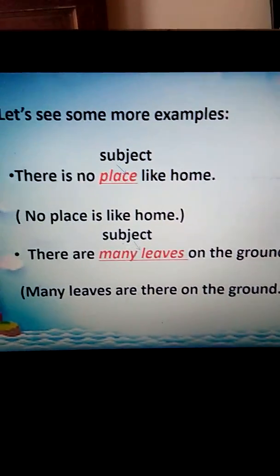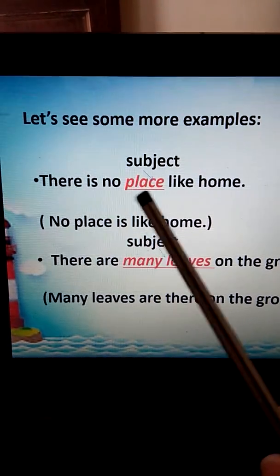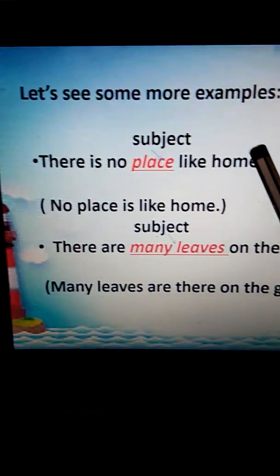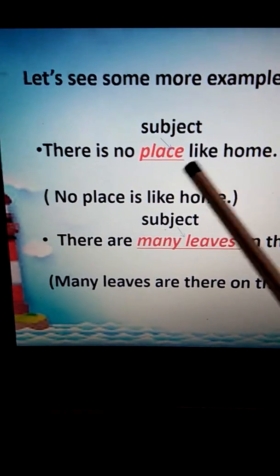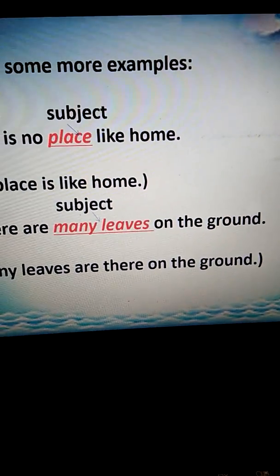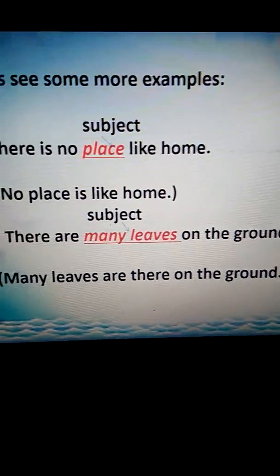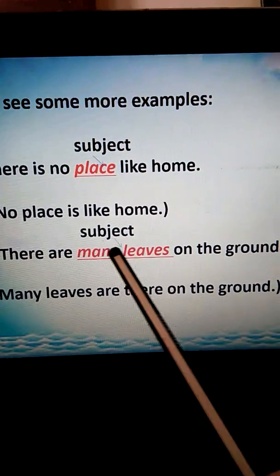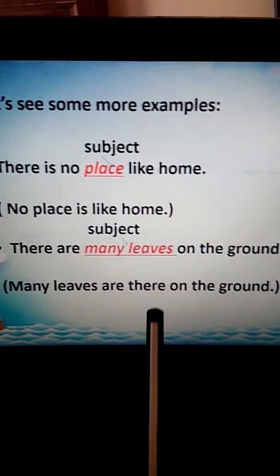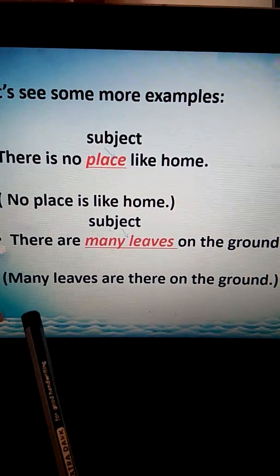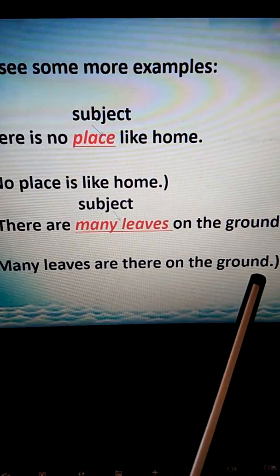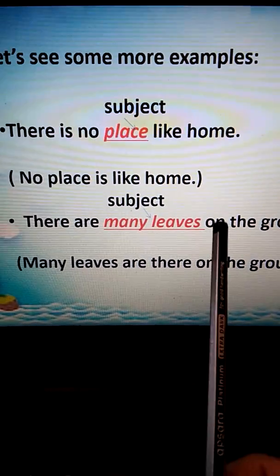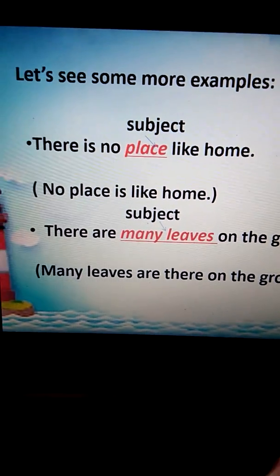Let's take some more examples. There is no place like home. Okay, so place is the subject over here. No place is like home. There are many leaves on the ground. So many leaves are there on the ground. So many leaves is the subject.